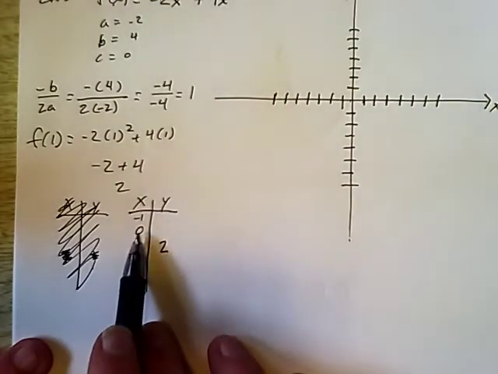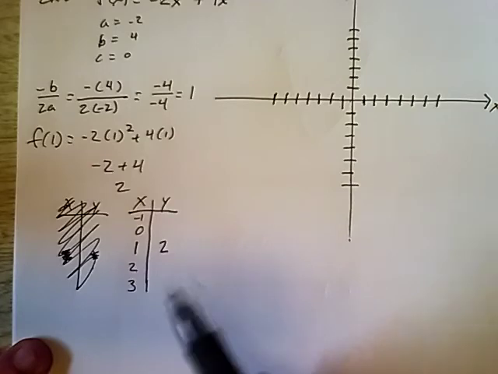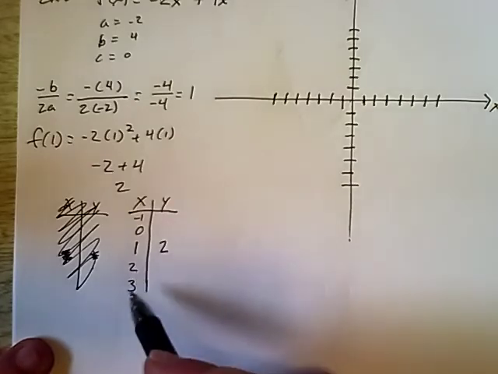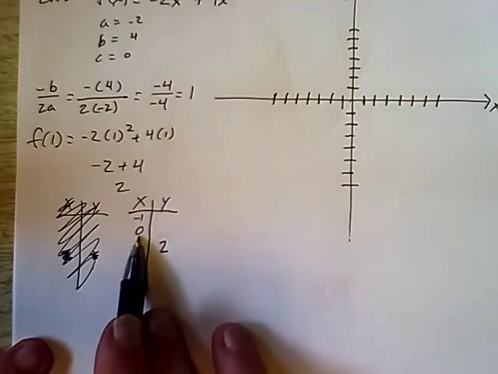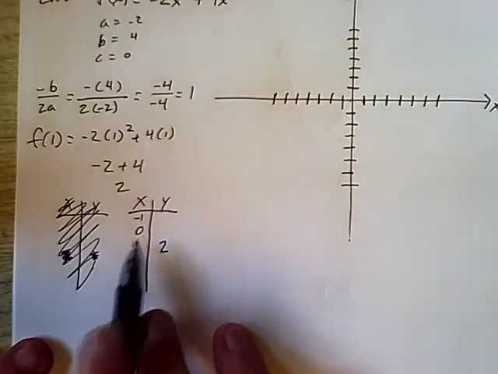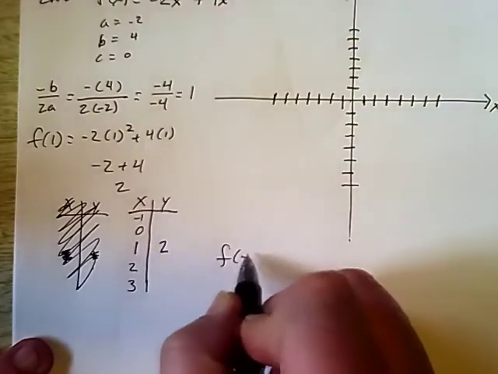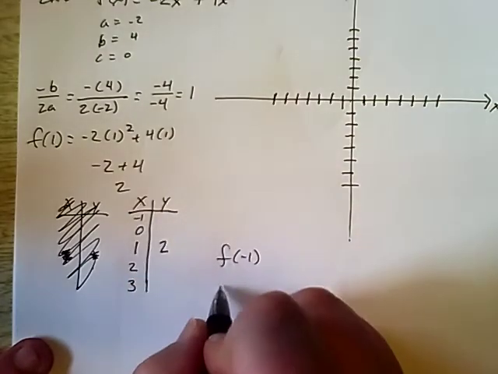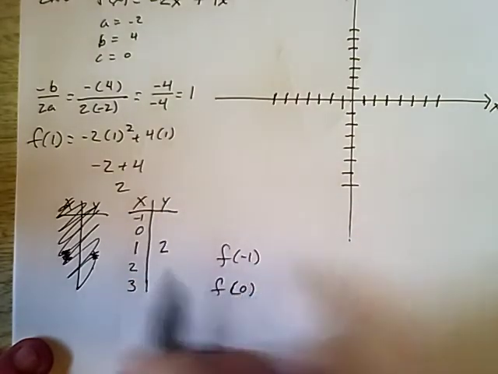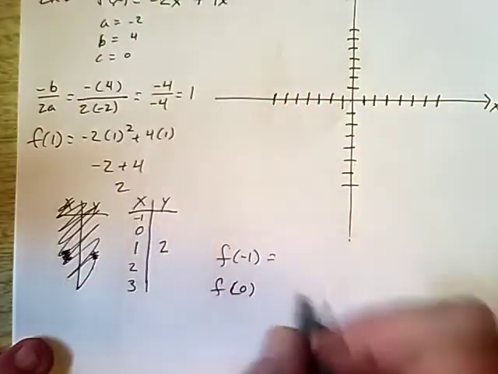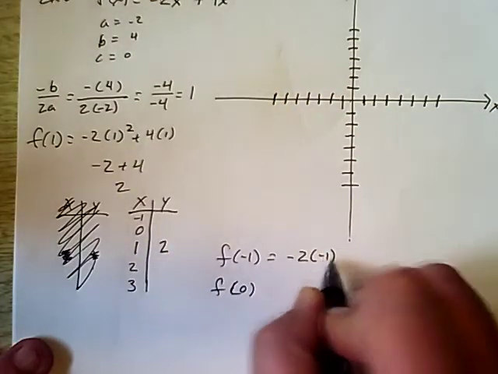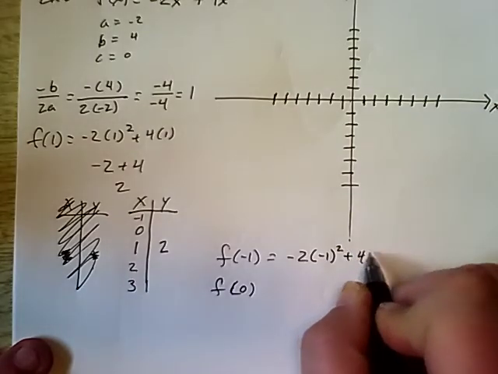What I'm going to do is I'm only going to plug in the two numbers to the left or the two numbers to the right that are easiest to plug in. Well, 0 is the easiest one in the world to plug into a function. So I'm going to use f of negative 1 and f of 0. So f of negative 1, I have negative 2 times negative 1 squared plus 4 times negative 1.